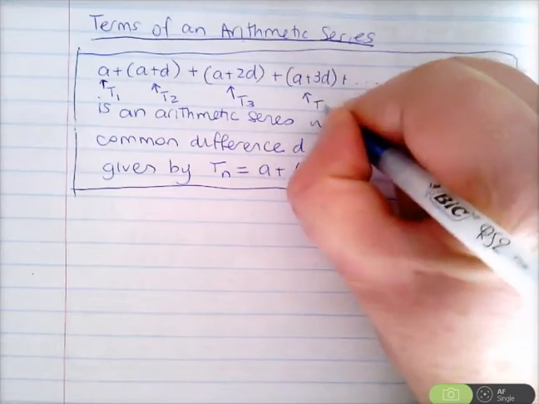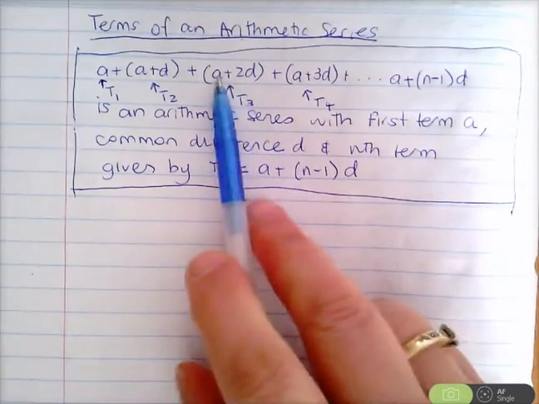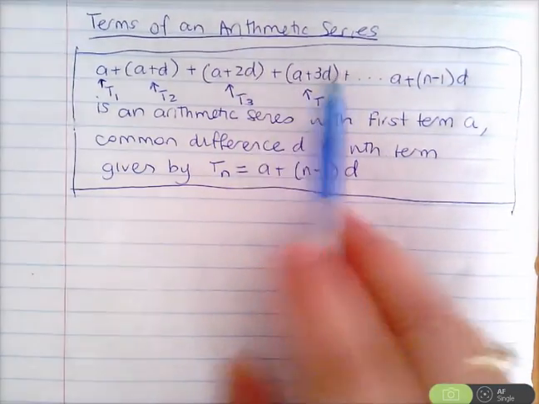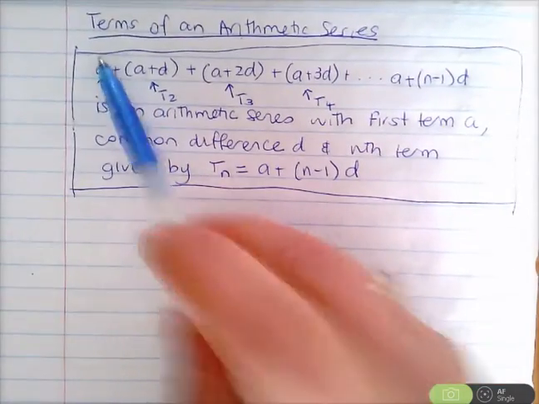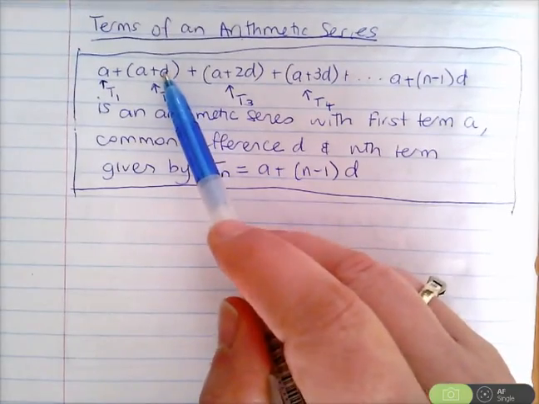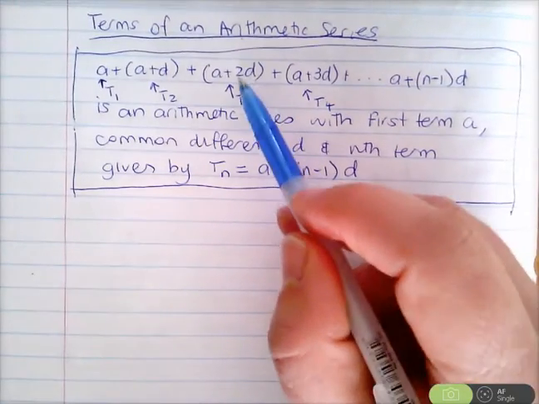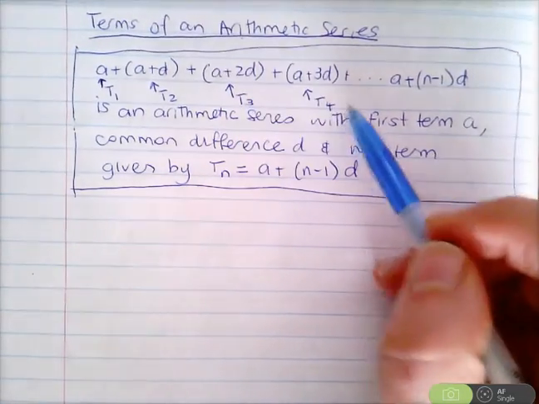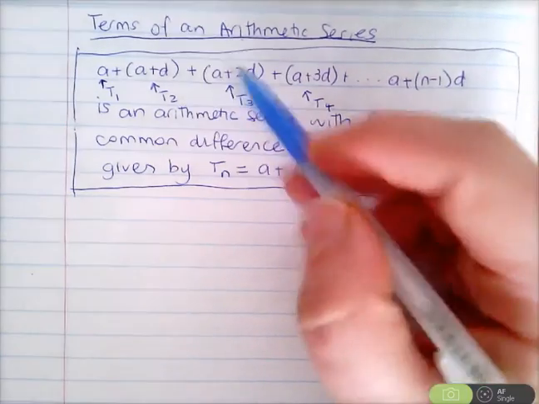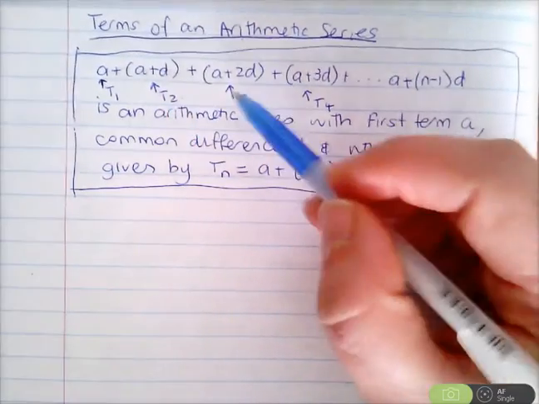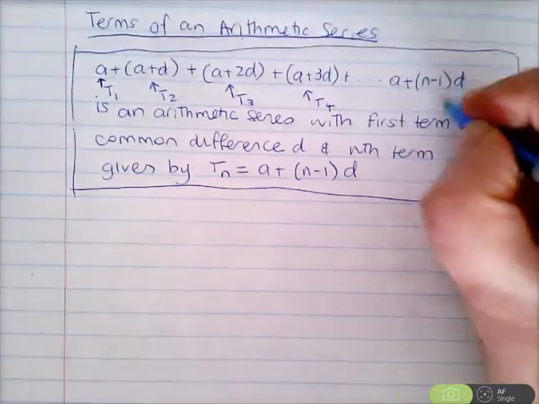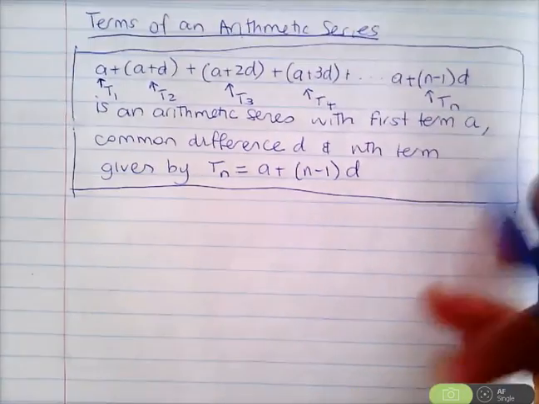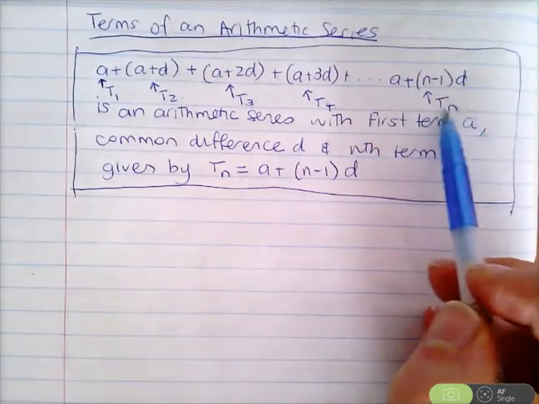And this is the fourth term here, because we've got a plus d plus another d here, gives us a plus 3d. Now notice that the first term has no d. Term 2 has 1d. Term 3 has 2d. Term 4 has 3d. So the nth term, the number that's multiplied by the d is always 1 less than the n.